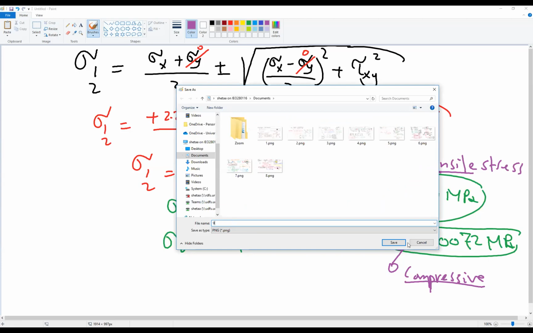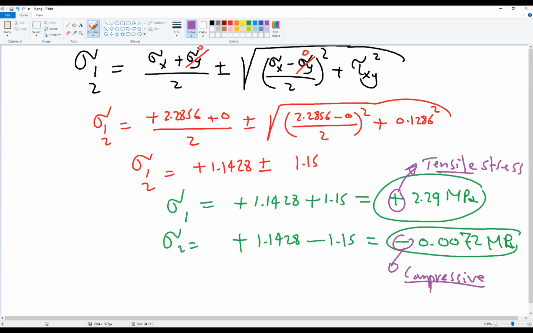Do you have any problem with this? Yep, but a question: if you could go back to the slide where you found the moment for finding this principal stress, I just got a question from there. The calculation of the moment, where you found the moment at point A. Okay. Yep.